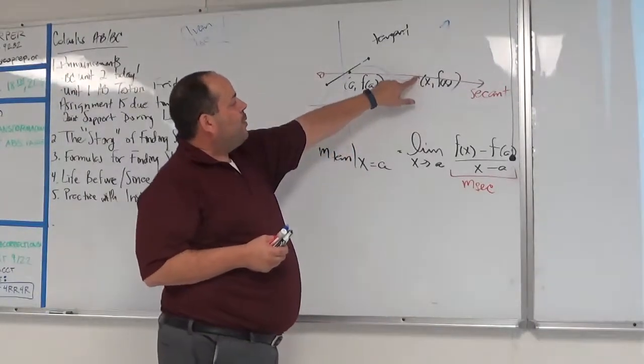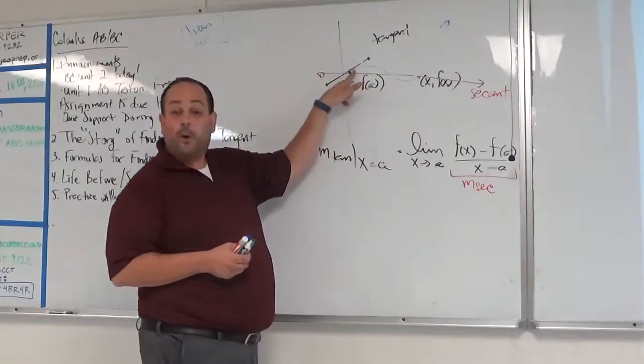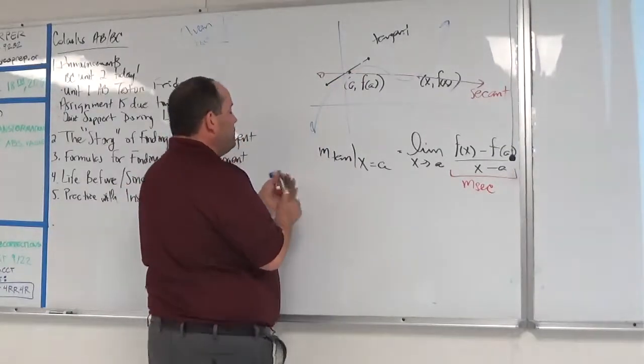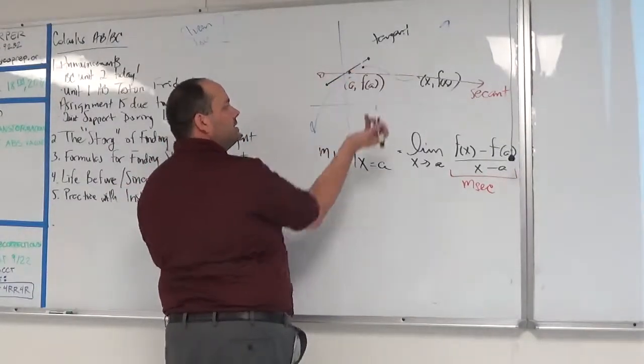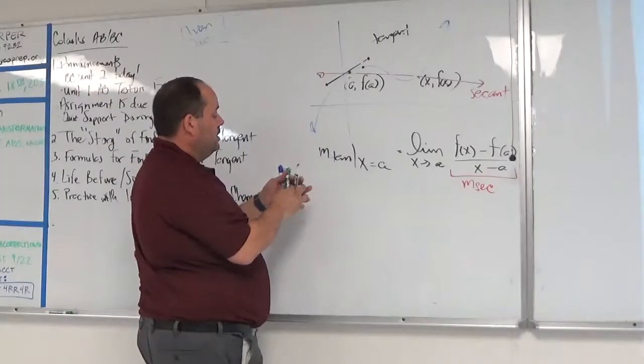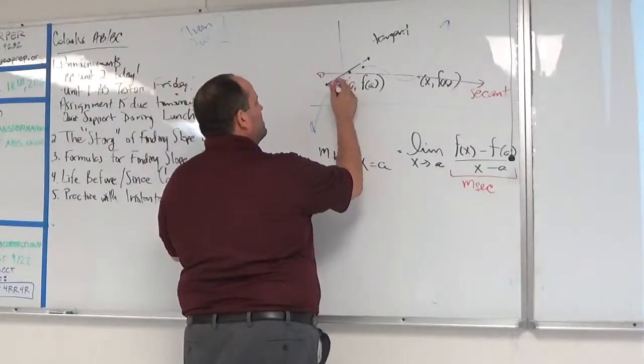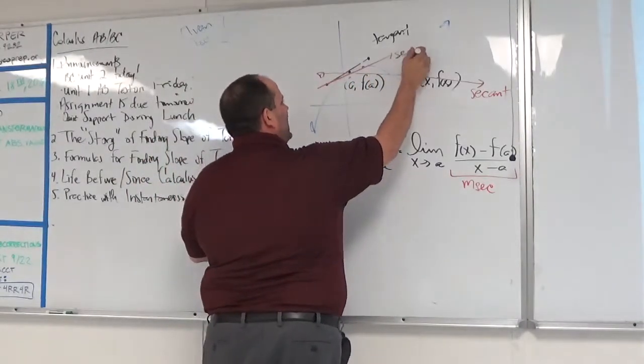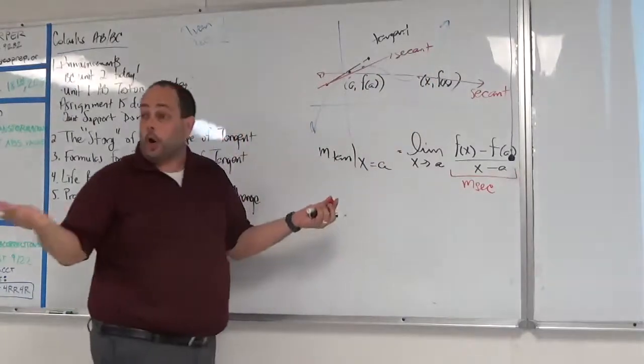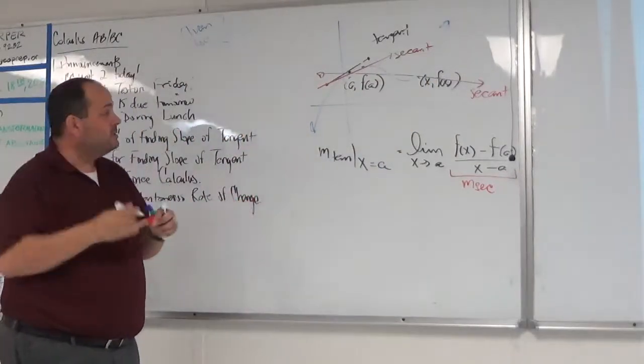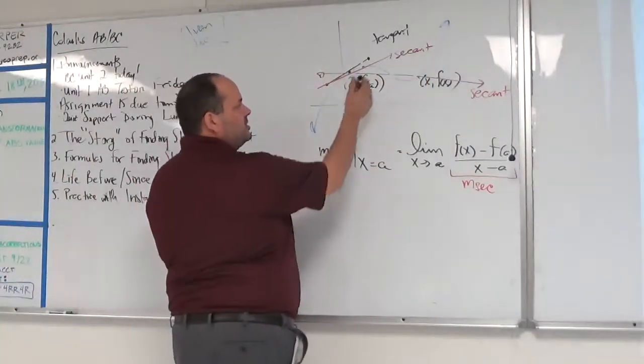Get the second point as close to the first point as possible. So if we get over here, is that good enough? I mean, that's going to give me a secant line, and you might say, well, that line has a better slope, but Jose, is that the best you can do? No.